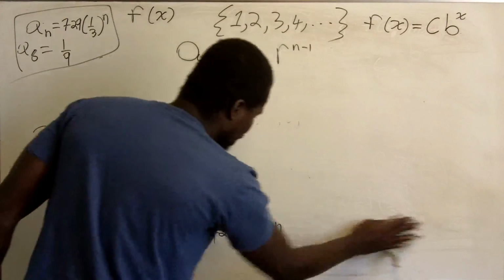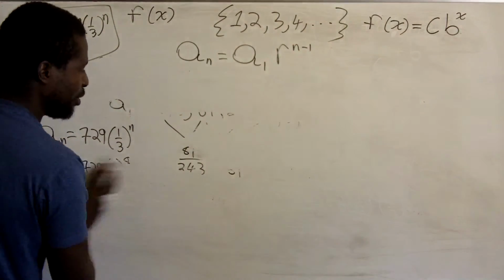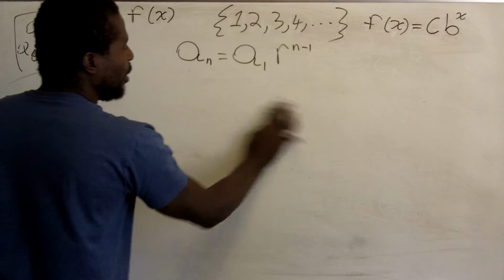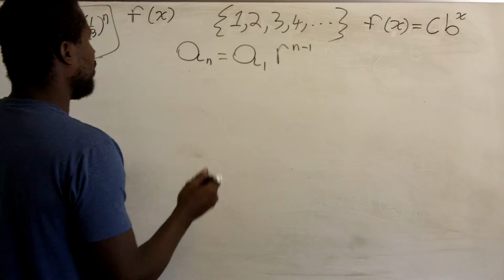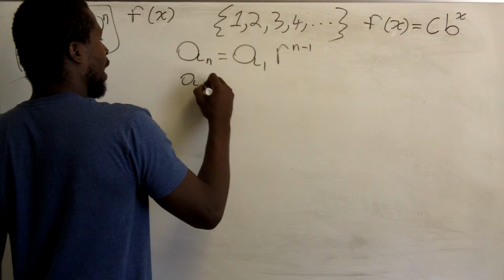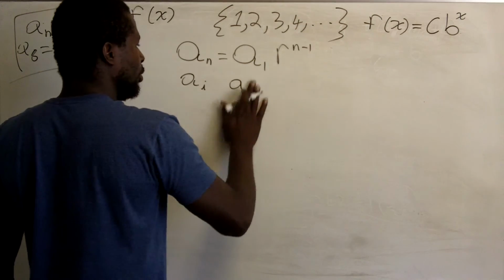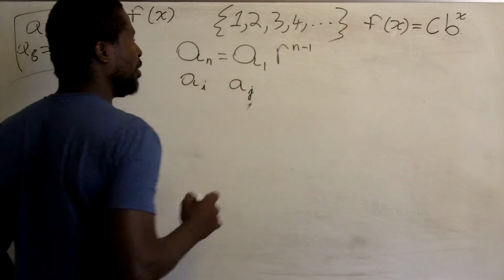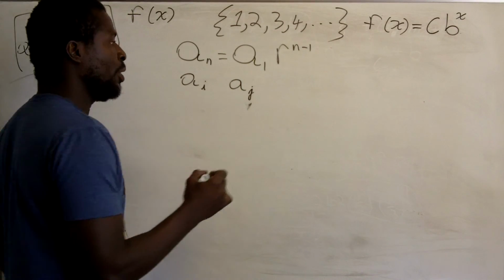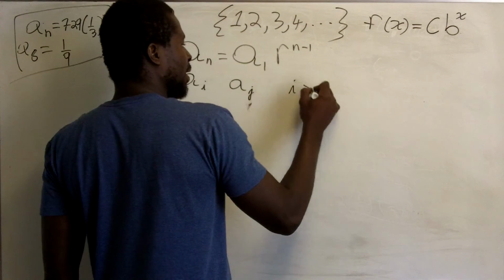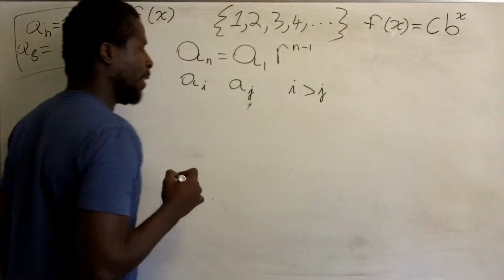What if you're not given A1? There are some examples where you're not given the first term. So what if you're given two arbitrary terms, Ai and Aj, let's say. Neither one is necessarily the first term, and I want to stipulate that i is a bigger number than j, okay?